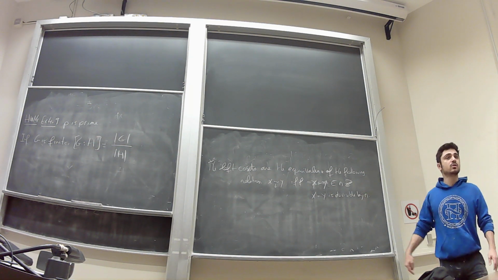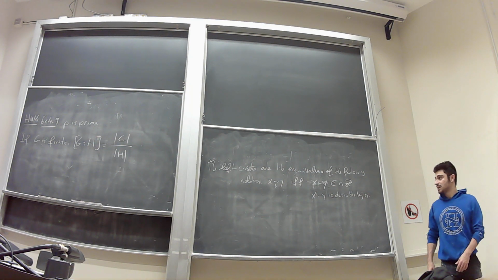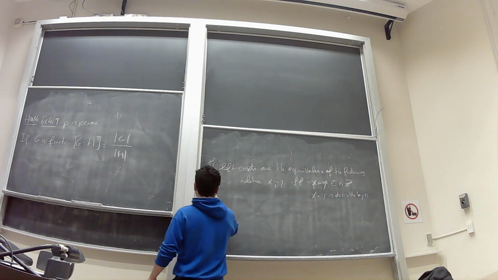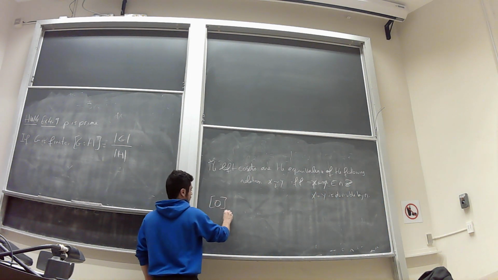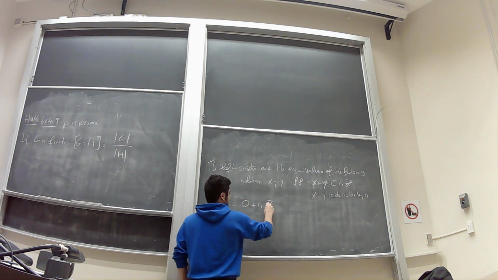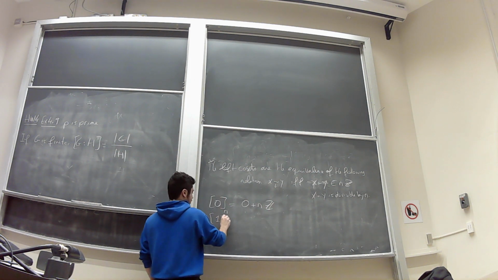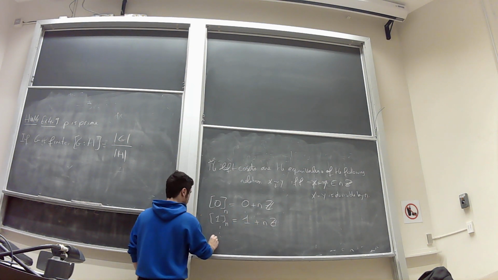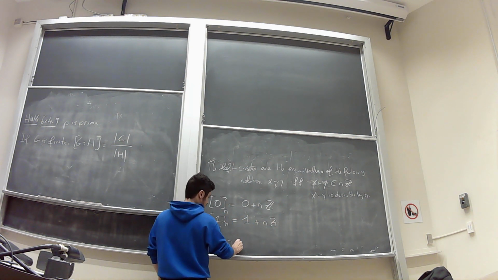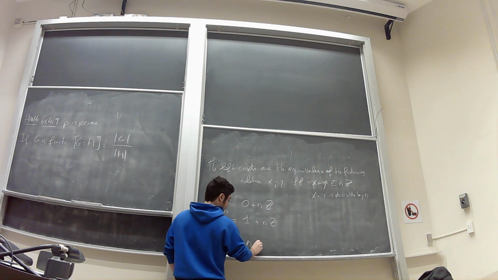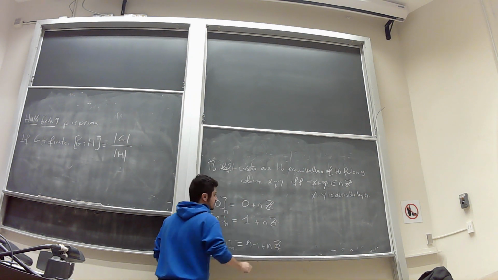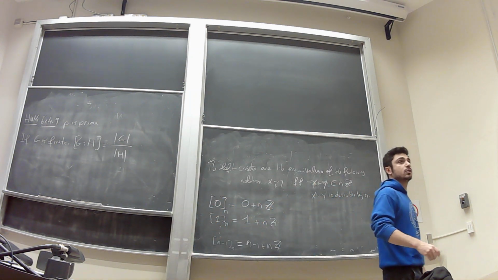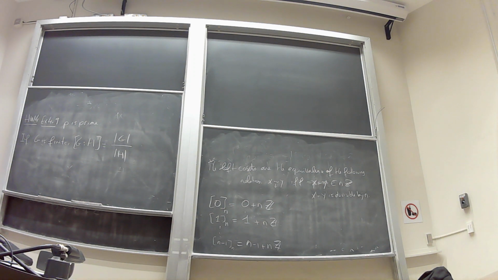How many equivalence classes do I have here? n equivalence classes. What are they? The equivalence class of 0, which is 0 plus nZ. The equivalence class of 1, 1 plus nZ. And so on, the equivalence class of n minus 1, which is n minus 1 plus nZ. These are the same equivalence classes of the congruence relation modulo n. This is just the congruence relation modulo n.